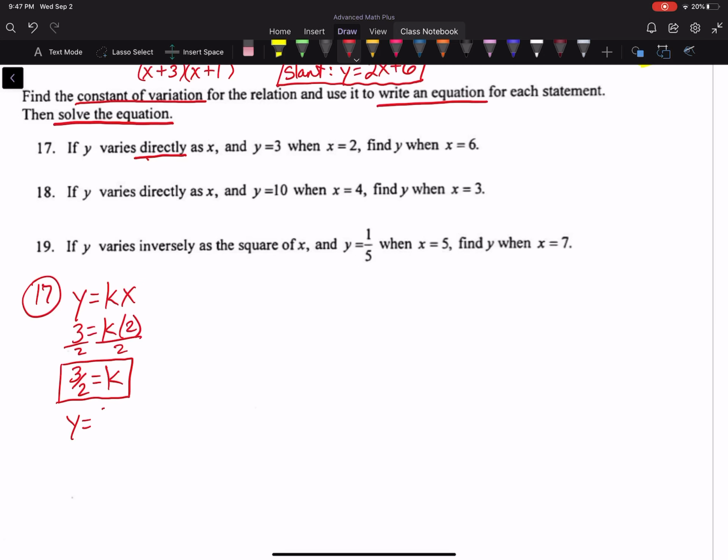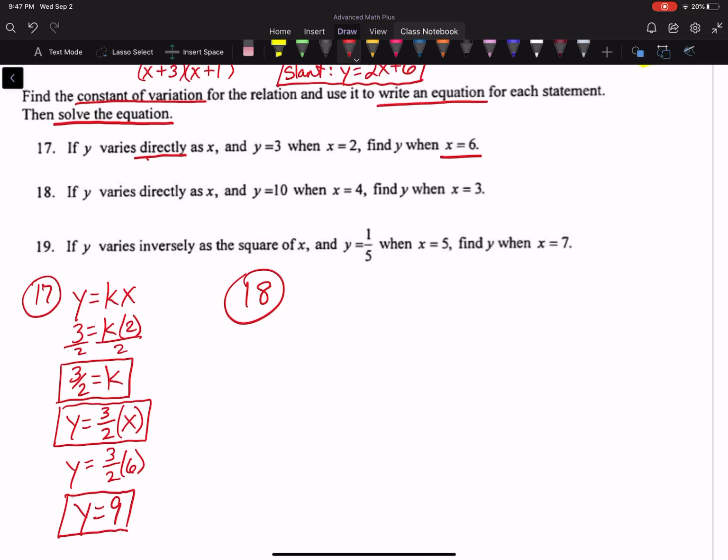Y equals 3 over 2 times x. There's your equation. And then you plug in, it says to find y when x is 6. So you plug in 3 over 2 times 6, and y will be 9. There is your third answer. And you do that for all 3 of them.